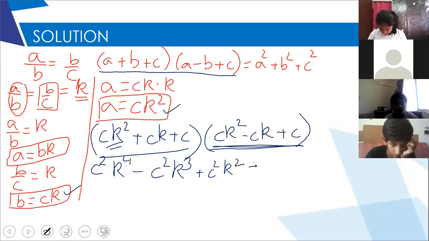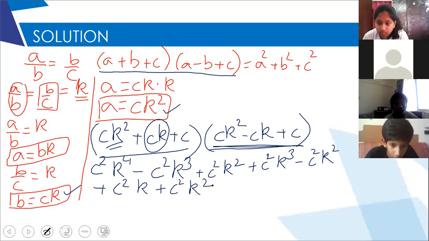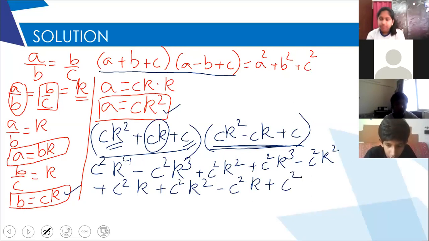Now I will take the second term, that is this term, and I will get 3 more terms. You have to keep in mind the signs also. Minus C square K square and plus C square K. And then plus C square K square, third term, that is the last term, with the complete bracket: minus C square K plus C square. This is what I have got on the left side.